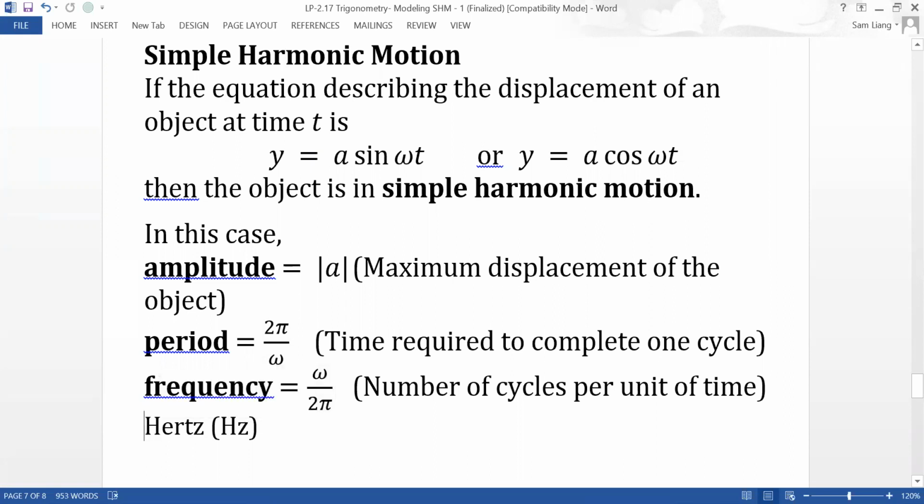Hertz. This is named after a 19th century German mathematician, physicist, one of my contemporaries. Yeah, so he actually proved the existence of electromagnetic waves, and this unit of frequency is named after him.